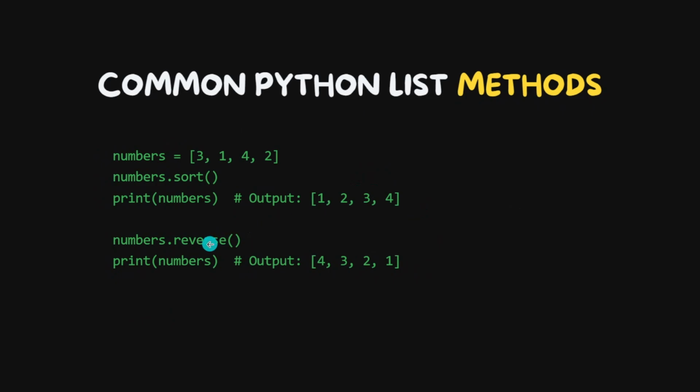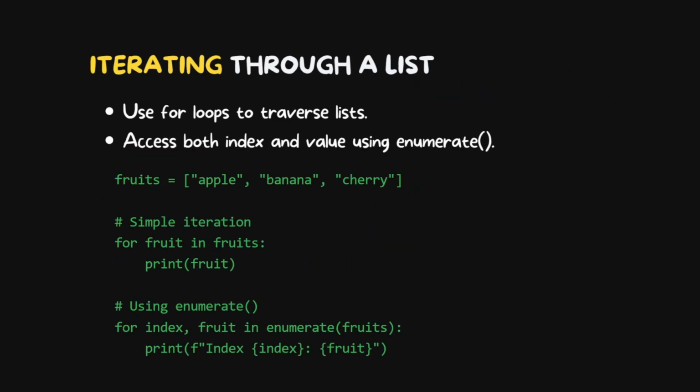The next is the reverse method, which will reverse the list. So if the elements are 1, 2, 3, 4, it will reverse, like print backwards, like 4, 3, 2 and 1. So next is iterating through a list.